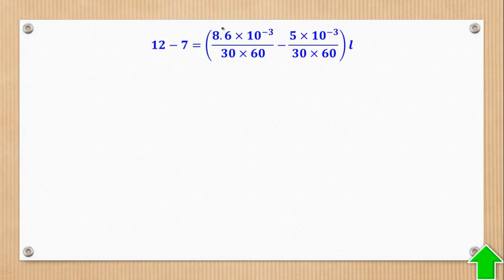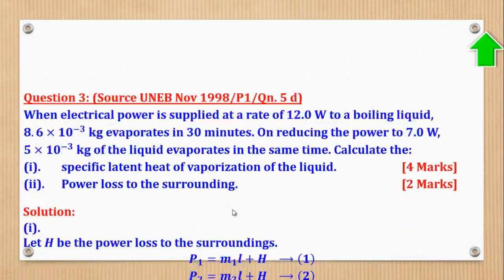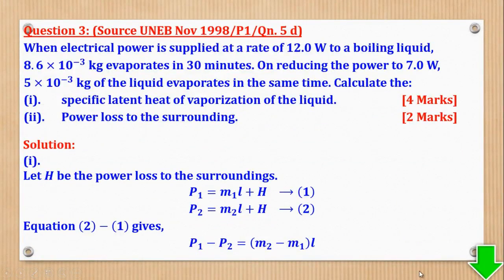Now here I'm substituting. This was grams, multiplied by this, make it kilograms, and divide by this to make it per second, because it was 30 minutes, so we have to change the 30 to seconds. That's why I multiply by this 60. Then you simplify and make L the subject. That was Roman 1. Then Roman 2, they want the power loss to the surrounding. They want the value of H.